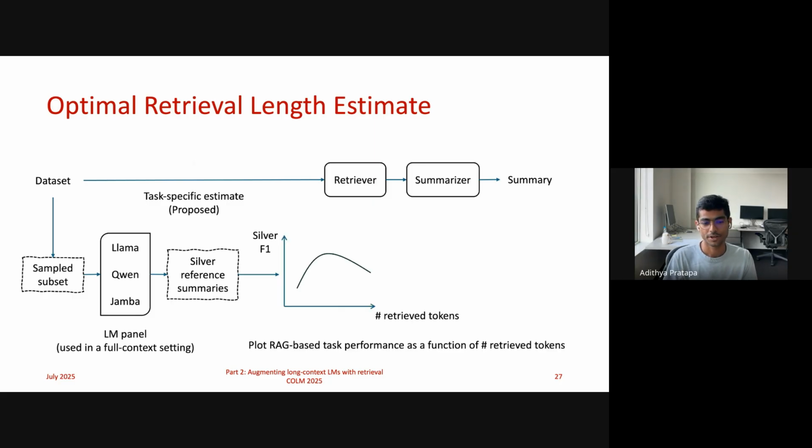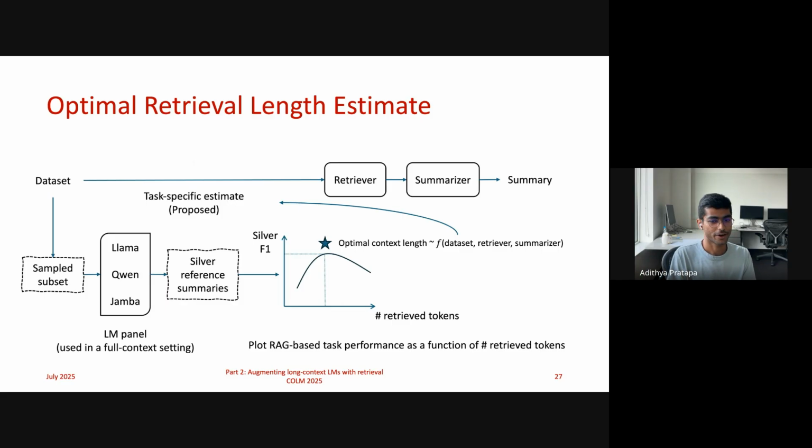And we use this silver reference to create that plot from Jin et al., where we have the number of retrieved tokens on the x-axis, and the F1 score on the silver dataset on the y-axis. We essentially run the RAG pipeline on this subset and see where we can find the optimal performance. Once we identify this optimal context length, we can take that length and run our full RAG on the entire dataset and evaluate the model.